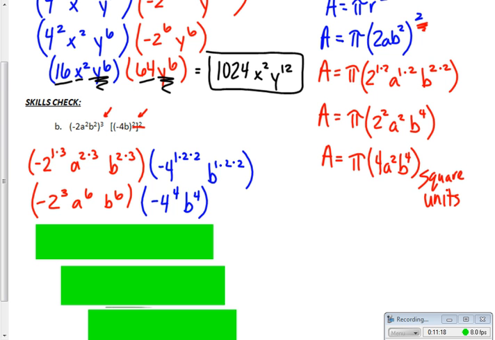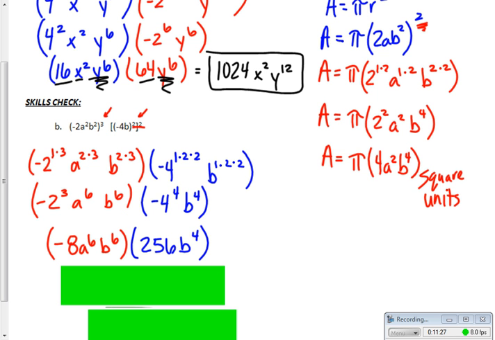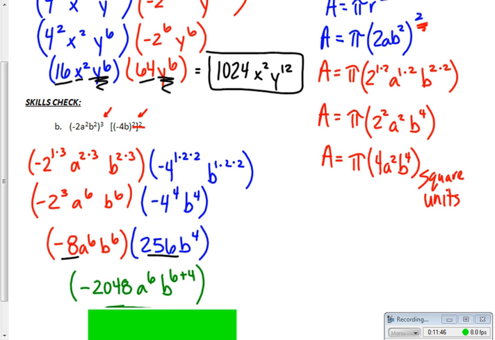Keep simplifying your work here. We have negative 2 to the third, a to the sixth, b to the sixth, negative 4 to the fourth, b to the fourth. Simplify again. Negative 2 to the third power is negative 8. And then we have negative 4 to the fourth is 256. Next step, I would go ahead and multiply those two numbers there, and that should give us a negative outcome. When I multiply them together, I get negative 2048.